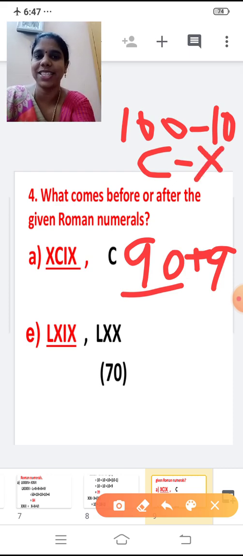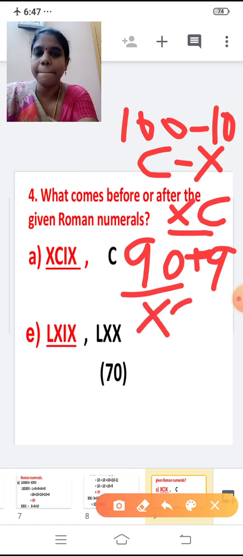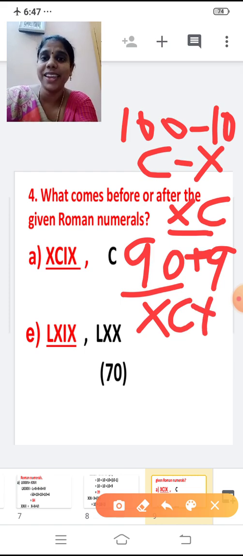Roman numeral X. When will you subtract? If the smaller one is placed before the larger one, right? So Roman numeral for 90 is XC. So XC plus 9. How will you write 9? 10 minus 1, 9, right?